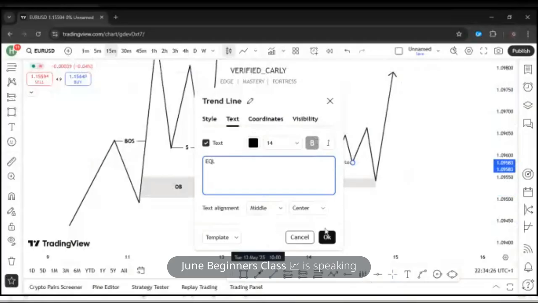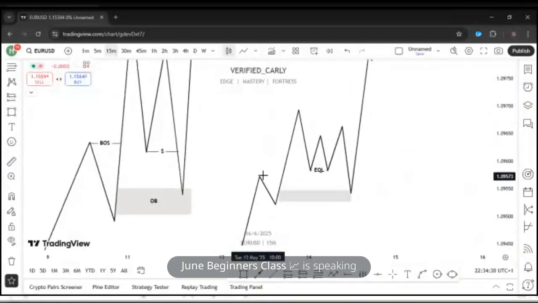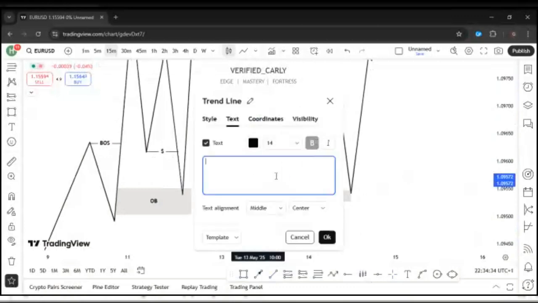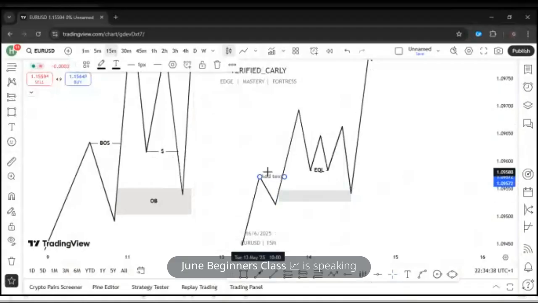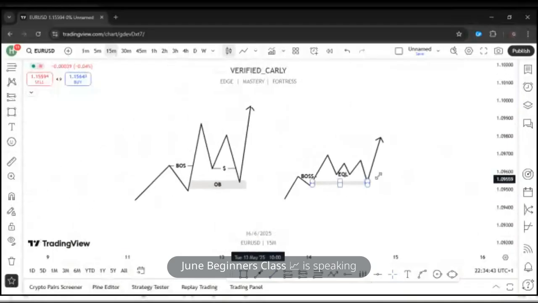UTL equal low. And the same applies to an uptrend. And this is a break of structure. You guys already know this. This is a break of structure, BOS. So the same applies in a bearish move, right?